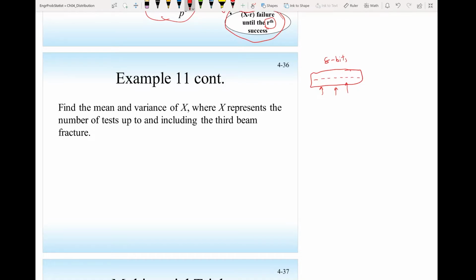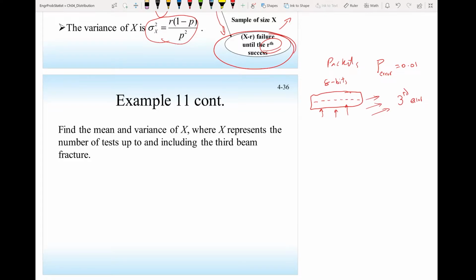You are transmitting these packets, and you will keep transmitting until the 3rd error arrives. Then you stop. It means something went wrong, and then you retry to retransmit. So now I want to know, what is the probability that x will be 20, if I transmit 20 packets before I get the 3rd corruption?